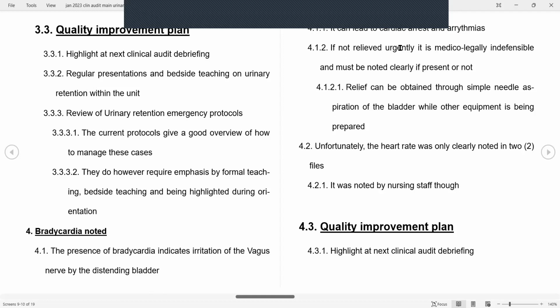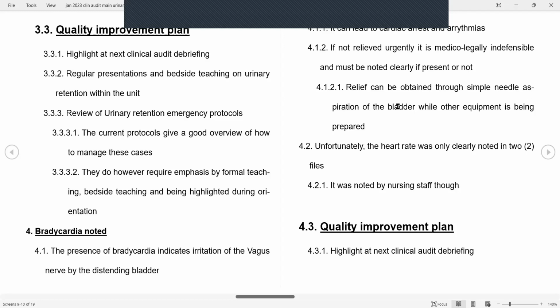And the problem is that if you don't relieve the bladder urgently, you don't really have a medical legal defense. So you have to at least note it down. It's quite easy to note it down. It's part of your vitals. Even though we may not necessarily take note of our vitals, if you have a patient with a distended bladder and heart rate less than 60, relieve that bladder as quickly as possible.